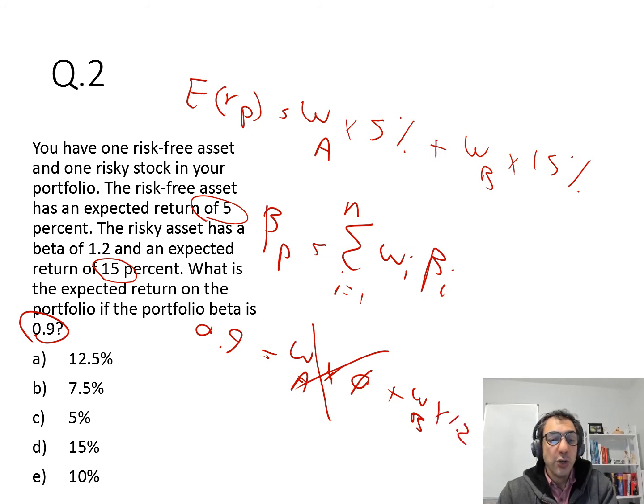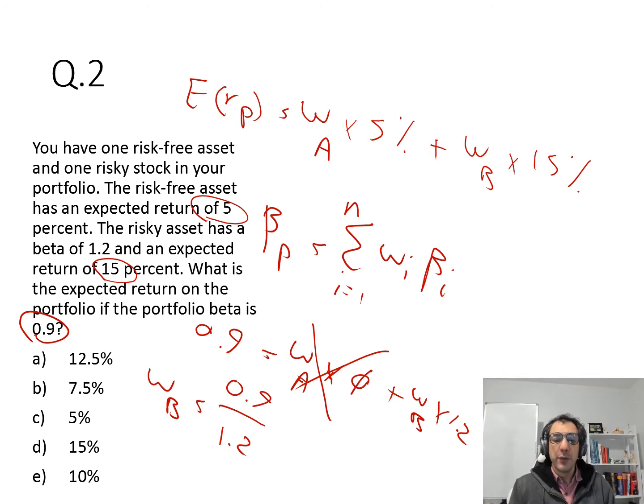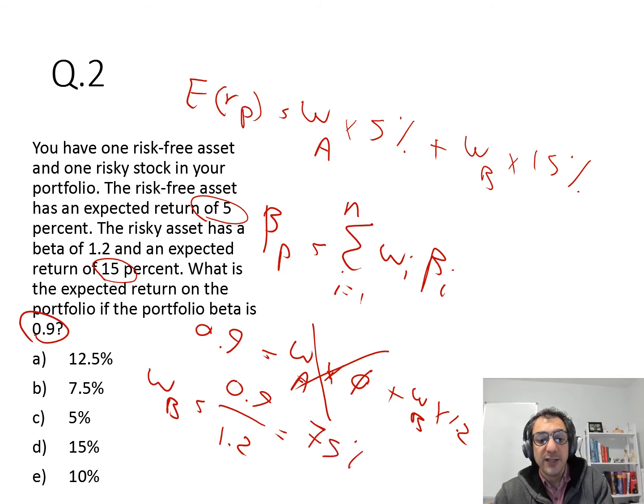So from here, you can say the weight of asset B is simply 0.9 divided by 1.2. So we can find the weight of asset B. Let me just divide 0.9 by 1.2, and I get 75%. So 75% or 0.75, that's the weight of asset B.